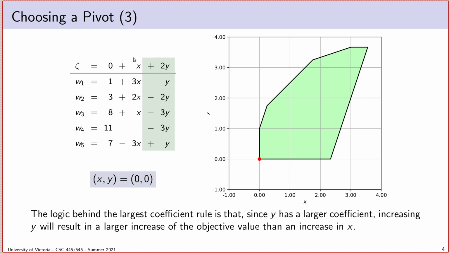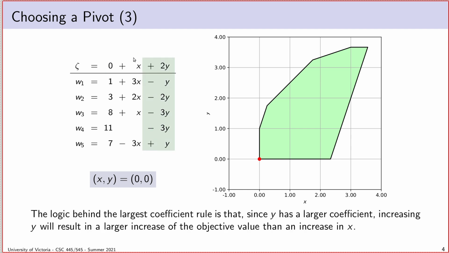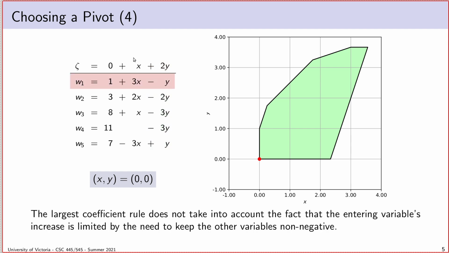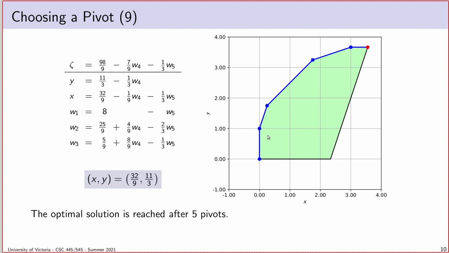So the trade-off is, because the largest coefficient rule only ever looks at the objective function, it can't consider the fact that once you've chosen an entering variable, there's more to it before you know how much you can increase that variable. And so let's walk through the set of pivots that would be necessary and look at them on the diagram. I'll pivot on y, I end up here, and then I just keep going, and I end up hitting the optimal solution up at this corner after hitting 1, 2, 3, 4 intermediate points.